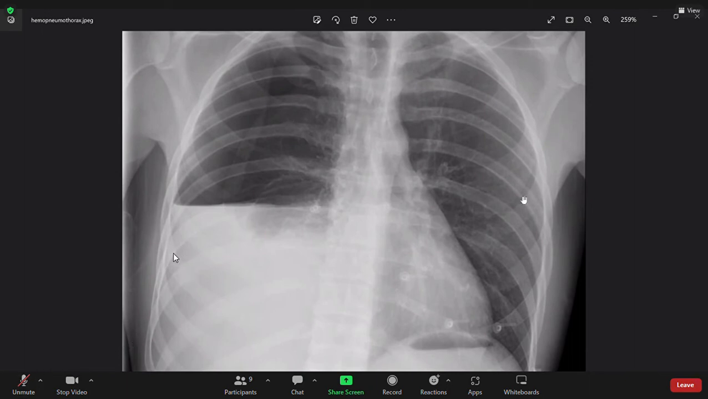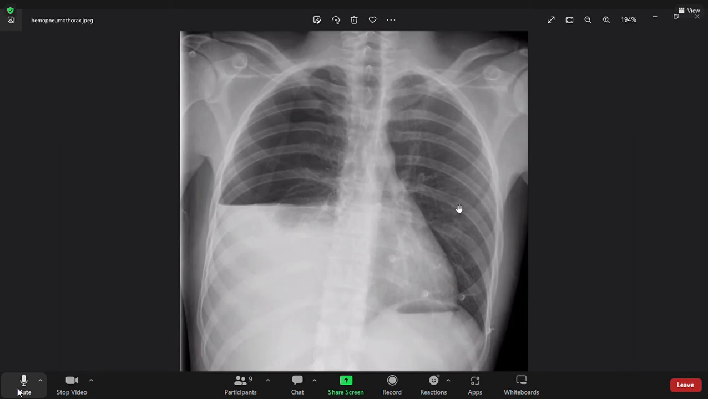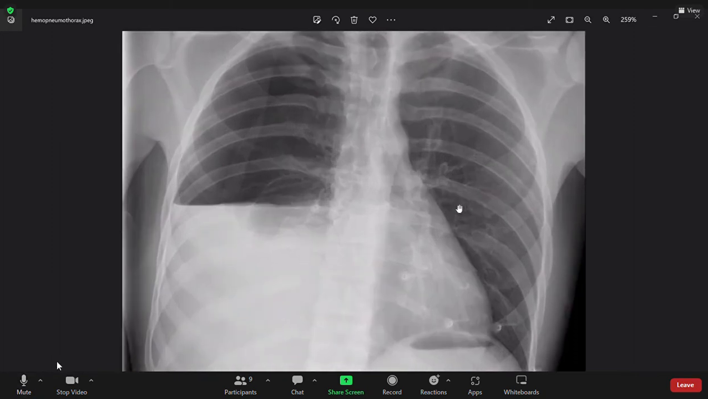An AP film, because you see the scapula and the lung field. What's the diagnosis? If it's due to a traumatic cause, a pneumothorax. That's right. You see the blood here. How much blood is this?